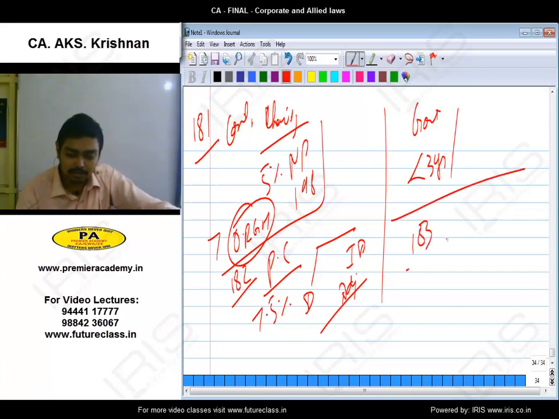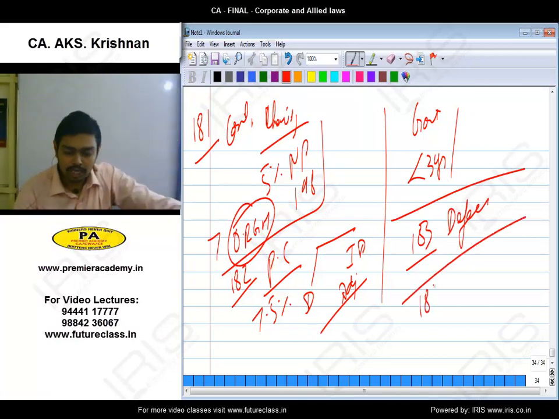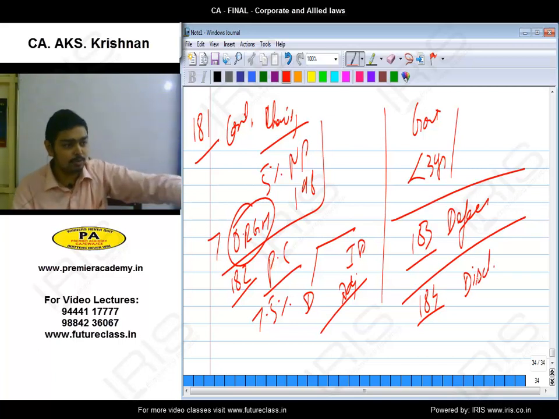Then 183, what is that? Defense fund. You can contribute generously, no problem. Then 184, disclosure of interest. What should you do? Every director should disclose in the first board meeting, and in every subsequent board meeting whenever there is a change in the nature of interest.